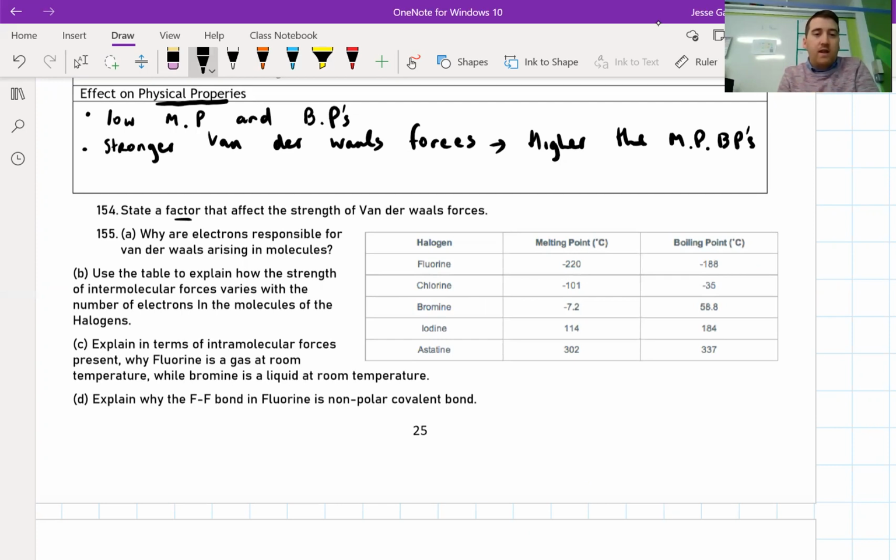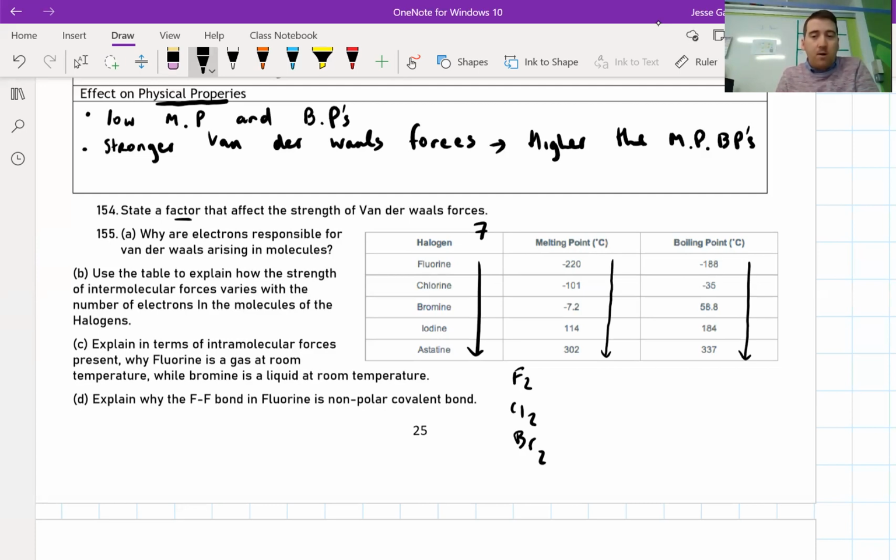Let's look at 155B and C. It says, use the table to explain how the strength of intermolecular forces varies with the number of electrons in the molecules of the halogens. So here we have the halogens. This is group 7, and each of them is a diatom. So we've got F2, Cl2, Br2, and so on. Look at the melting points. At the top, the melting point is very, very low, and it rises as we go down the group. So melting point gets higher, and the same thing happens to the boiling point. Very, very low, increasing.